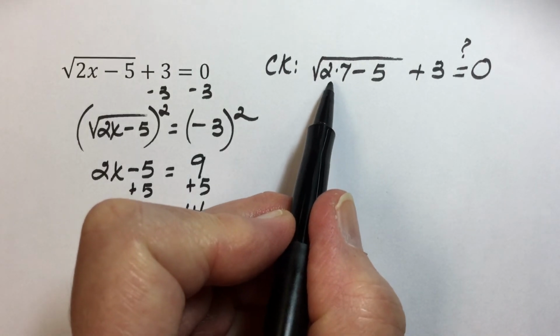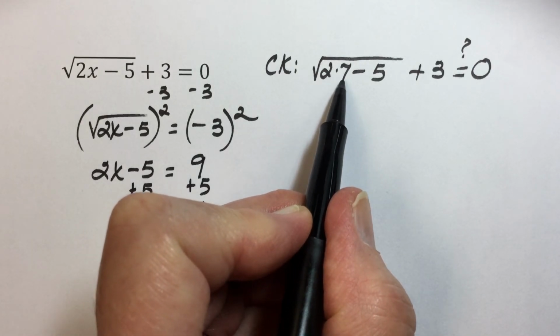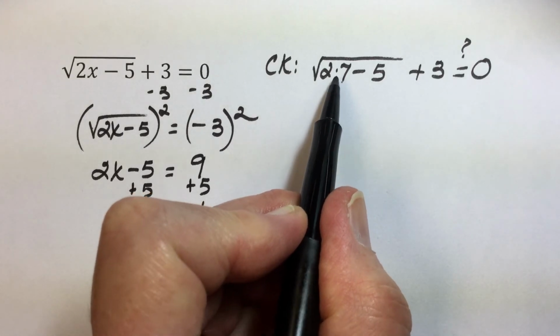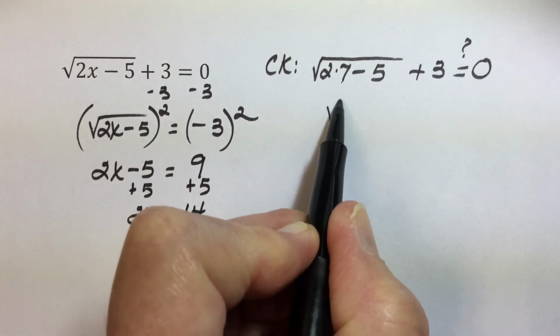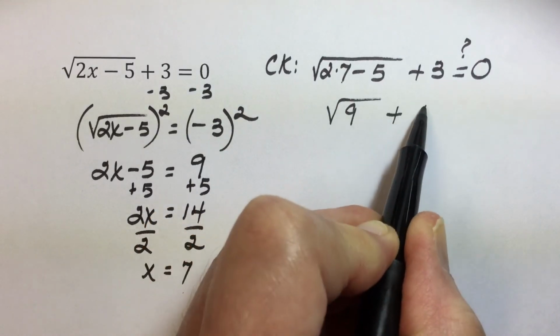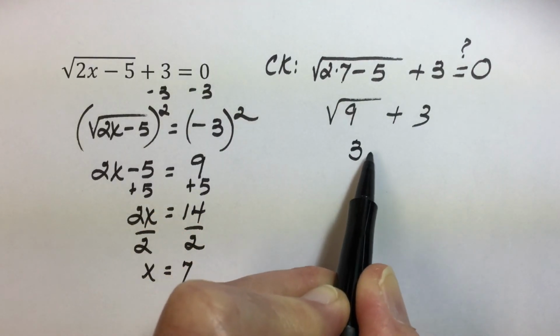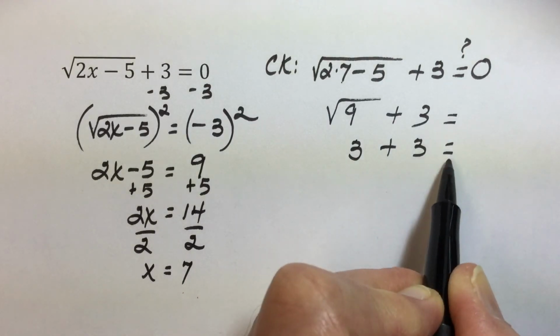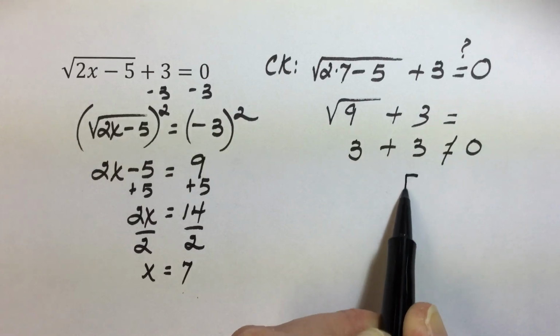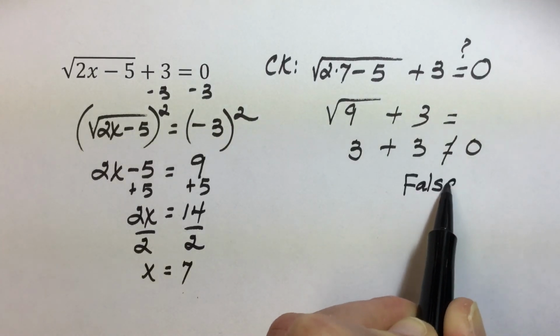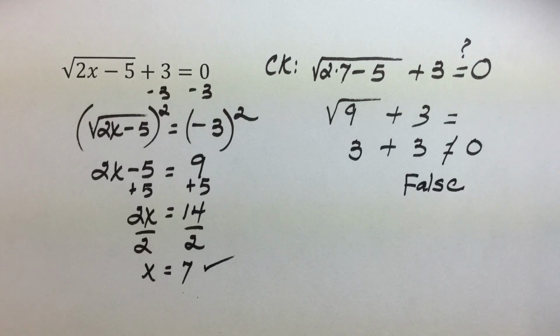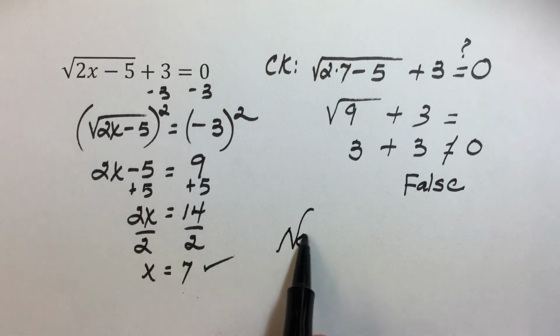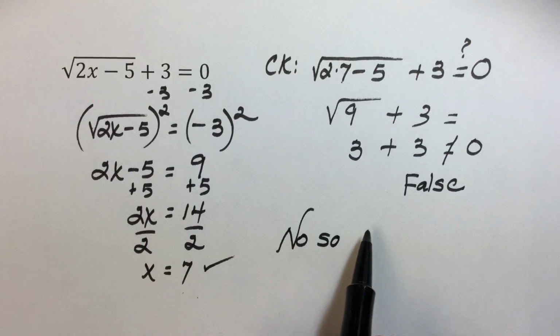So simplifying under the radical sign, we'll multiply first. So we have 14. 14 minus 5 leaves a 9. Square root of 9 is 3. 3 plus 3 is not 0. And since we have a false solution, we're going to reject the 7 and state that we have no solution to this particular radical equation.